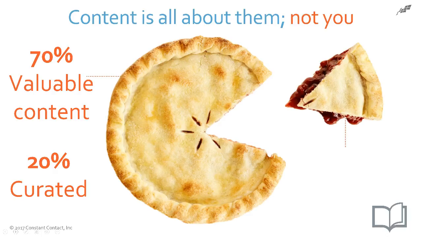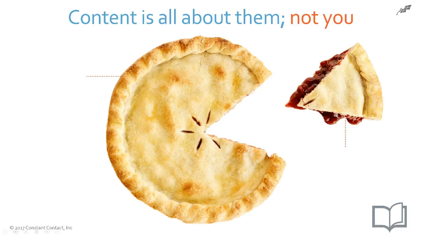So 70% of your message should be valuable content that you may have created, whereas 20% of that content should be valuable, relevant, curated content, and that gives you room where you've built trust and social capital to spend 10% of your content on promotional content directly tied to your goals.